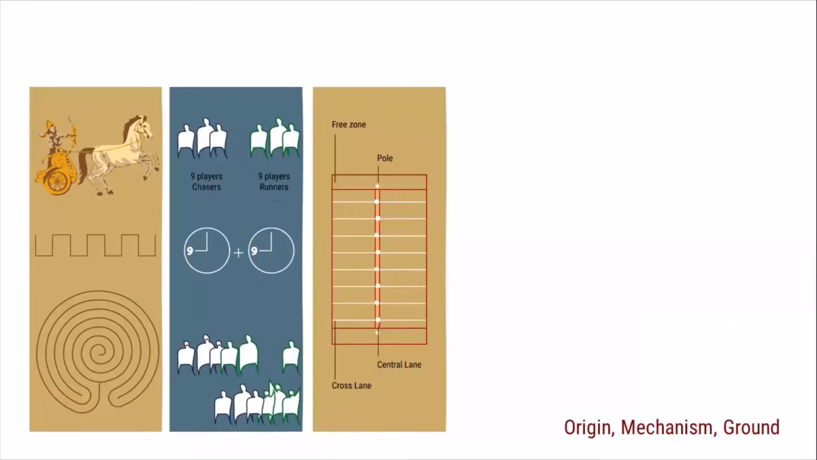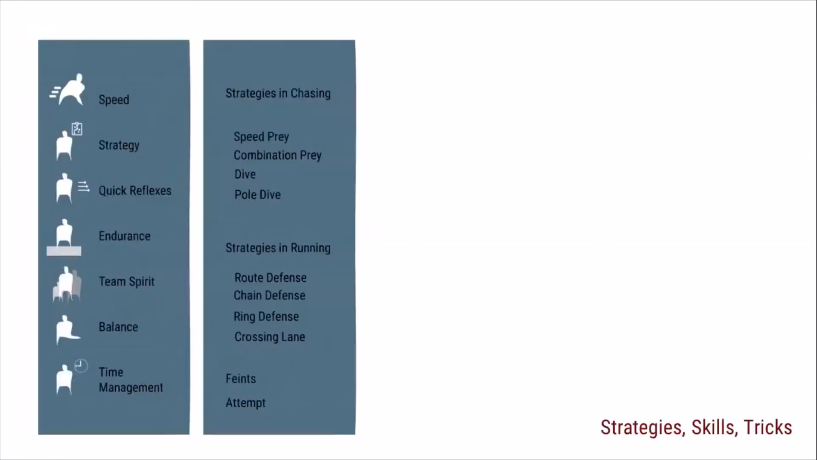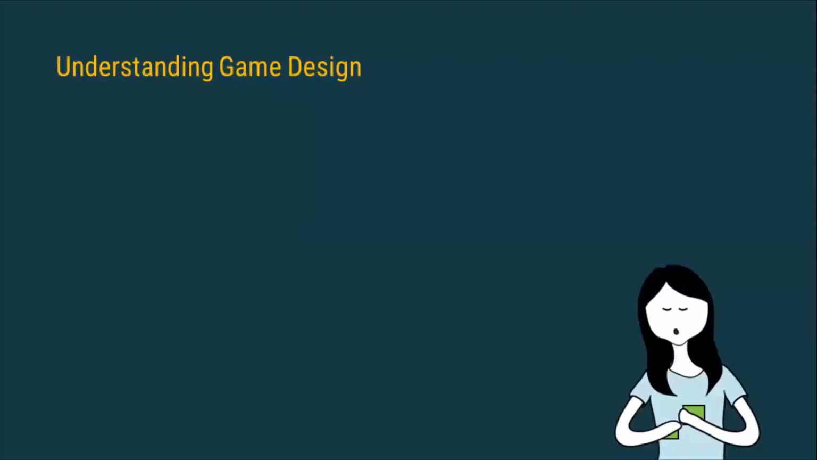It is played on a rectangular ground with lines defining different areas. These are the basic rules of a KHO game, which include how the match will start, how the movement will be made, and what the do's and don'ts are. KHO is believed to be a game which involves most of the skills required, be it physical fitness, speed, or strategy. To get further, we need to know how a game is designed to make it fun and engaging.